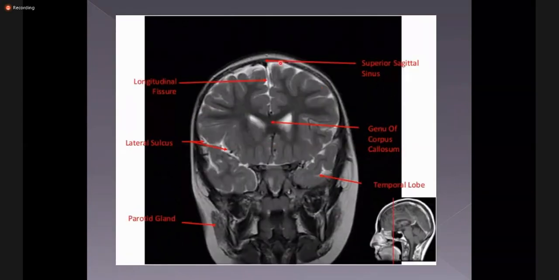This is further anteriorly the interhemispheric fissure, superior sagittal sinus. This is the genu of the corpus callosum. The lateral sulcus is here, below which is the temporal lobe.